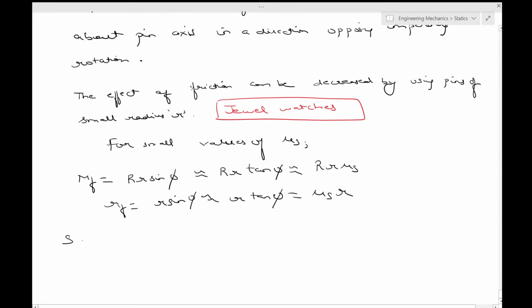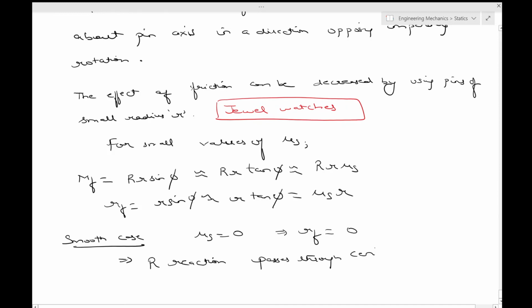So if you have a smooth case, mu s will be equal to 0, and what would this imply? That the radius of friction is 0, which implies that the reaction R passes through the center. So it will not be off by a distance RF.